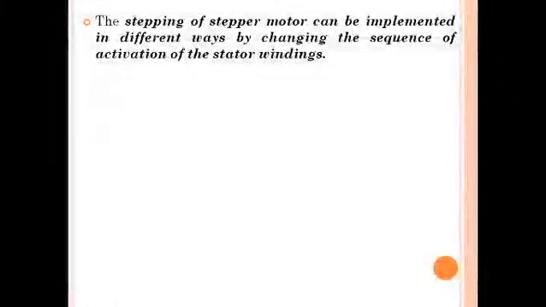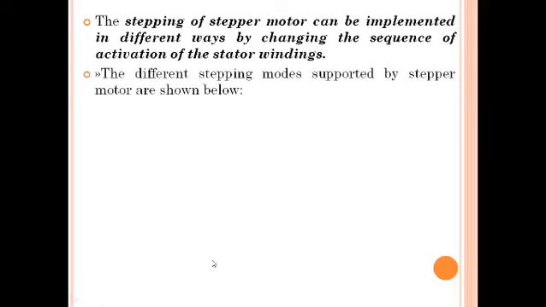The stepping of a stepper motor can be implemented in different ways by changing the sequence of activation of the stepper or stator windings here. The different stepping modes are the full step, the half step, then the wave step.